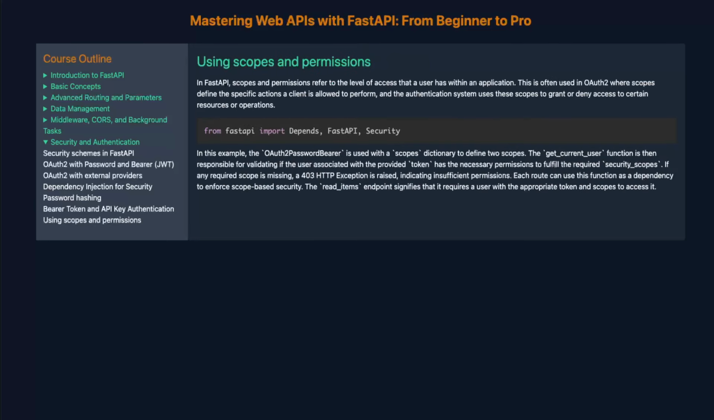Using scopes and permissions. In FastAPI, scopes and permissions refer to the level of access that a user has within an application. This is often used in OAuth 2, where scopes define the specific actions a client is allowed to perform, and the authentication system uses these scopes to grant or deny access to certain resources or operations.